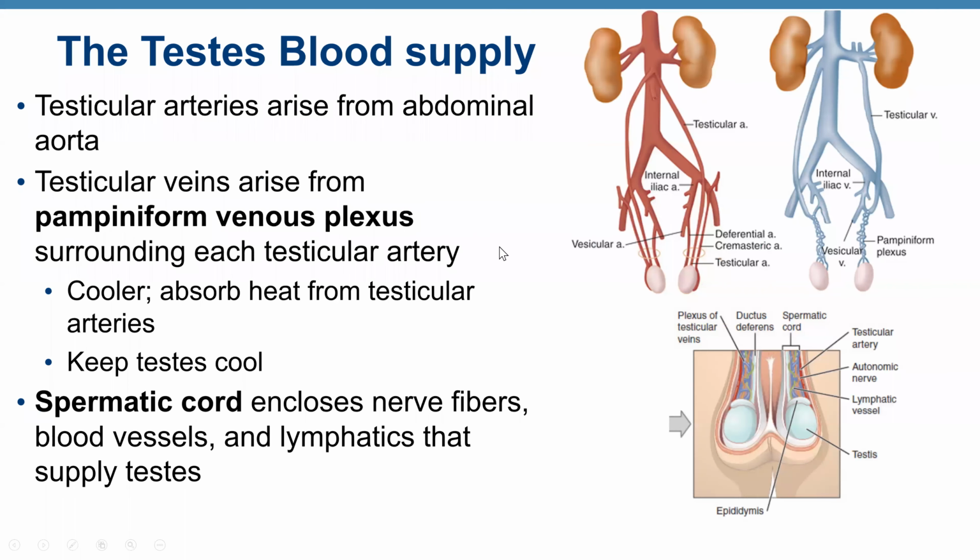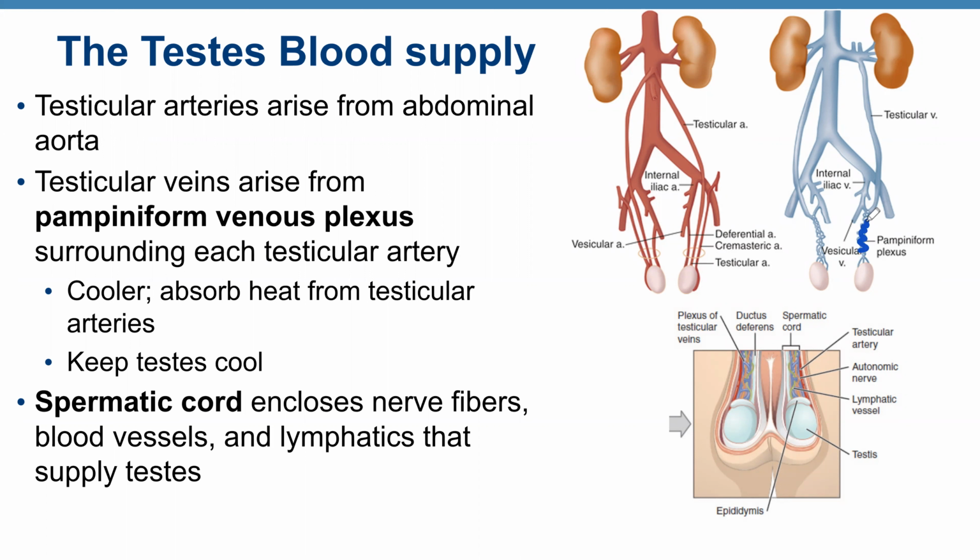Testis blood supply. We have testicular arteries that arise from the abdominal aorta. So you can see on this diagram, that's the abdominal aorta, here's the testicular artery. Testicular veins arise from the pampiniform venous plexus. Now, if you see over here, that's our pampiniform plexus.